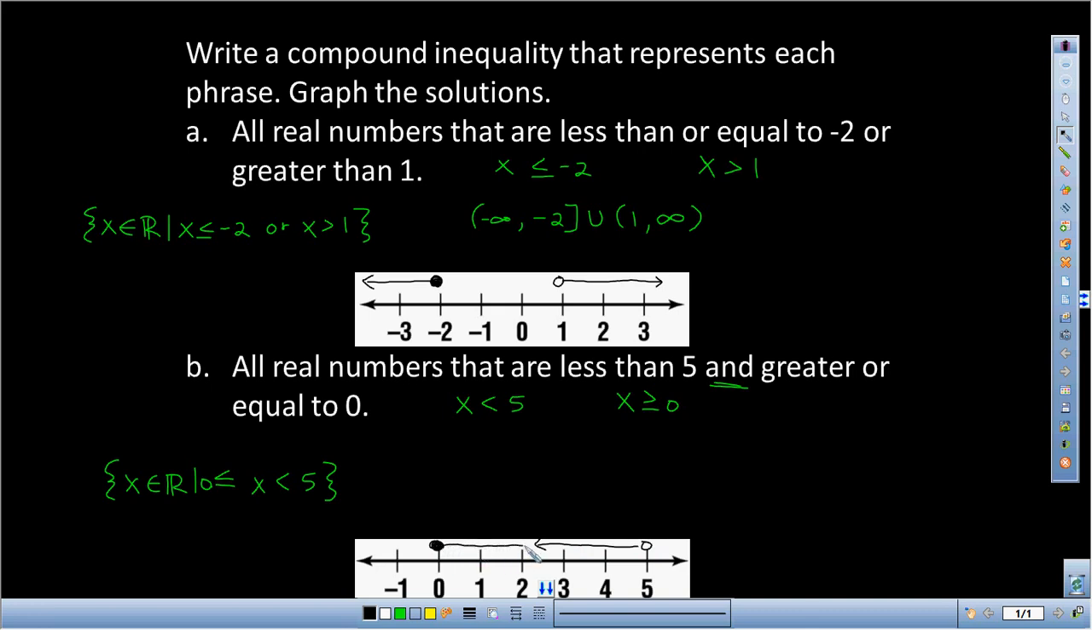And it's everything greater. So as you can see, the actual possible solutions are any number between 0 and 5, including 0. So to write our interval on that one, we would say that the interval is, let's see, everything from and including 0 up to 5, but not including 5. Okay.